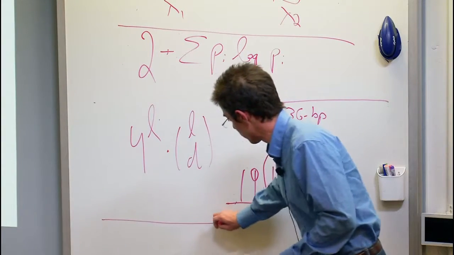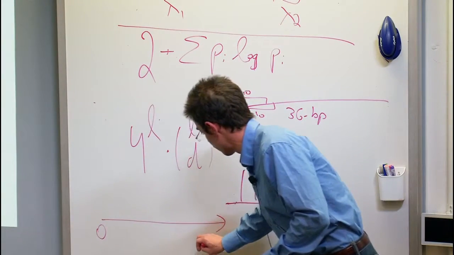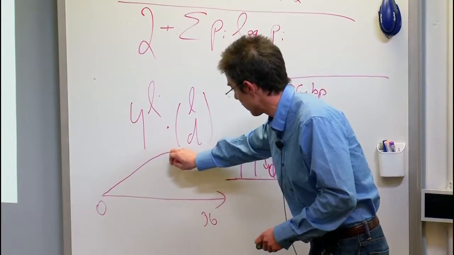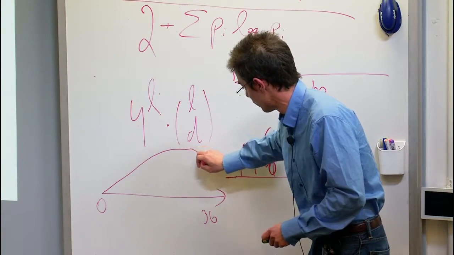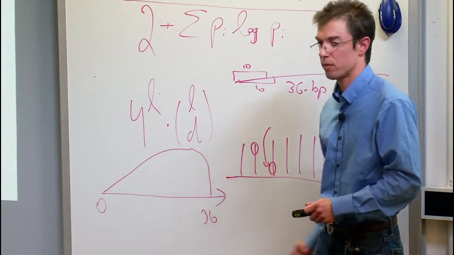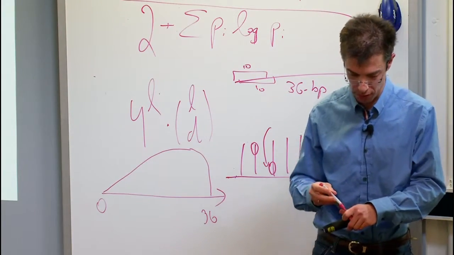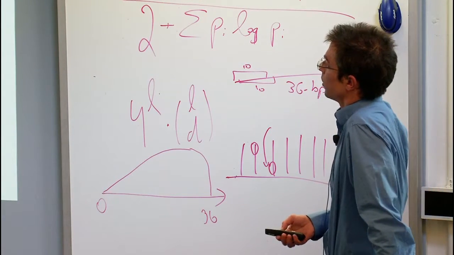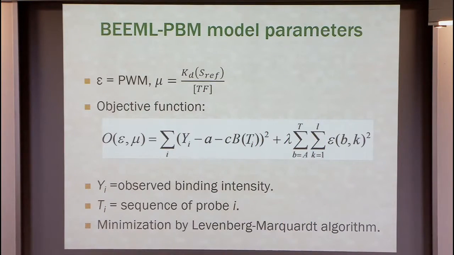I mean, if we look at position 0 to 36, so 0 would be hard, and then the binding intensity improves and goes down a bit. This is how it looks in practice. Okay, so we have the estimates by the model, which is the B of Ti, of the sequence Ti. We have the measured intensities. So now we can fit the parameters to the observed intensities.